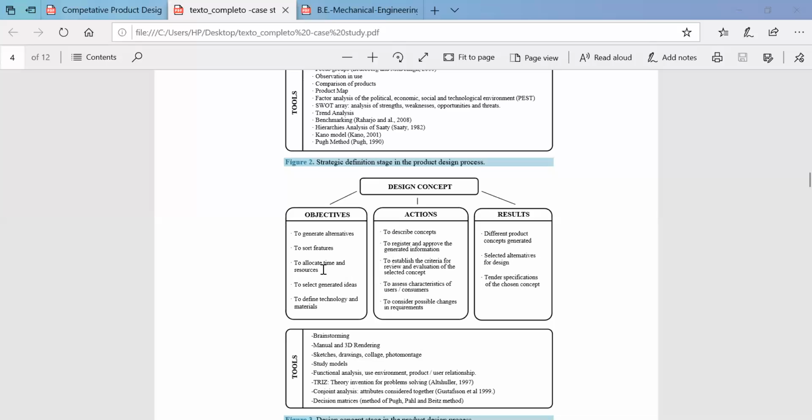So as a designer, he should also know the time required to complete the product, and whether the needed resources are available or not. And finally, you will select from the generated ideas, and there will be a number of ideas. In that you will select the preferable idea. That will be done by the design engineer as a leader.